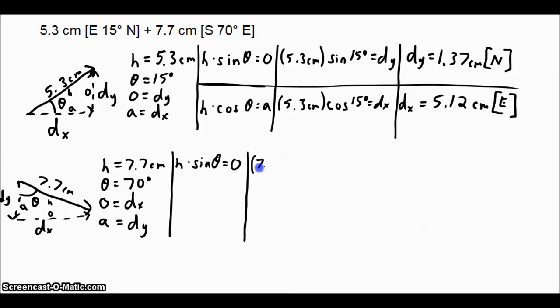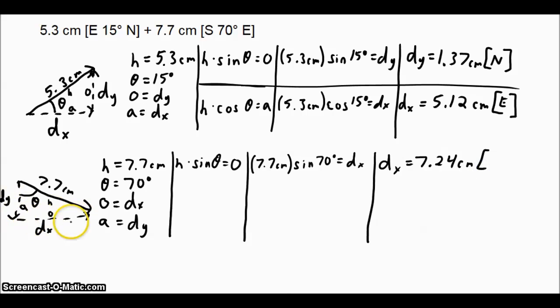And our h is 7.7 centimeters. Sine of 70 degrees will be our opposite, which is our dx this time. And so when we put that into the calculator, our dx will be 7.24 centimeters. And again, it is going east. We'll separate that out.